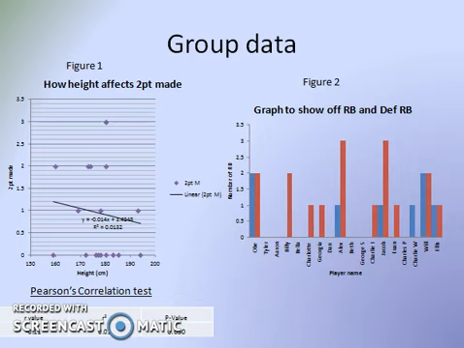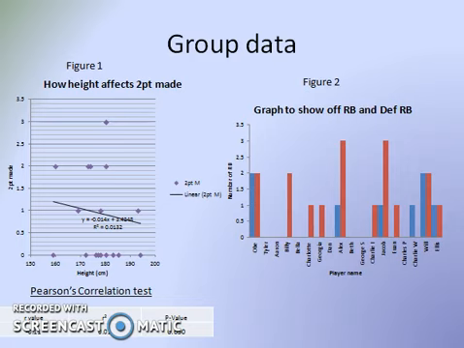This graph shows how height doesn't affect 2 pointers made. The tallest person, 193 centimeters, made one 2-pointer. However, another player, 160 centimeters, made two 2-pointers. This shows that height doesn't affect 2 pointers made.